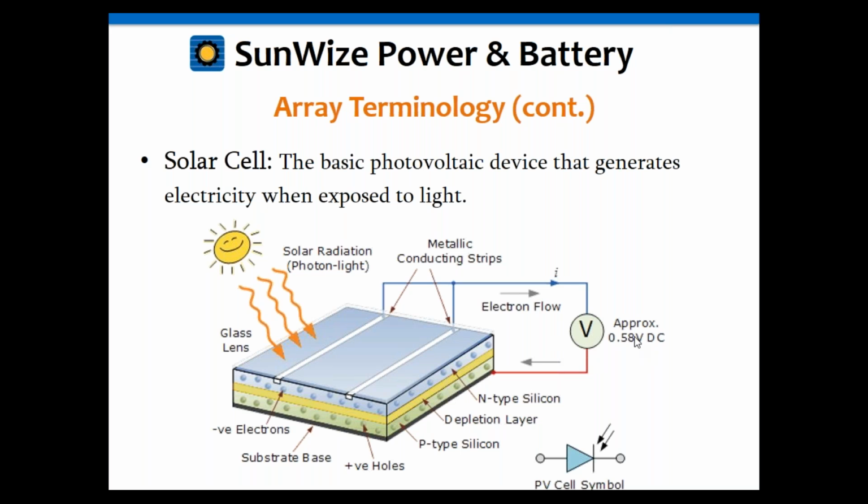Now, each cell, it's saying here, is about 0.58 volts. That's pretty much open circuit voltage, VOC. The maximum power point voltage is more like about a half a volt. So 0.5 is usually what we end up using when we talk about discussions with this. Okay, so that's the smallest unit.